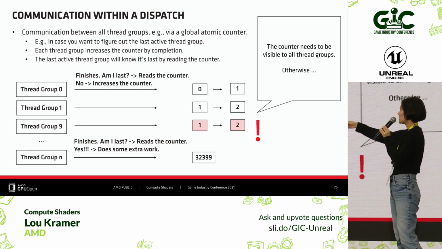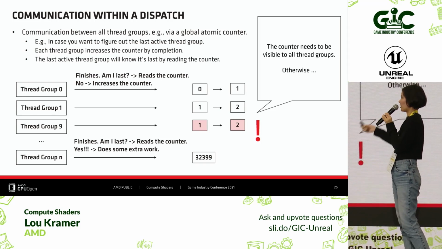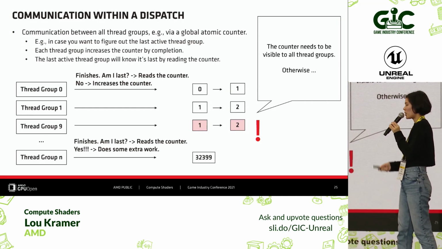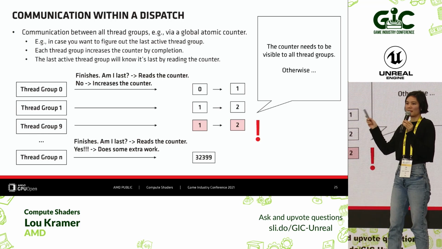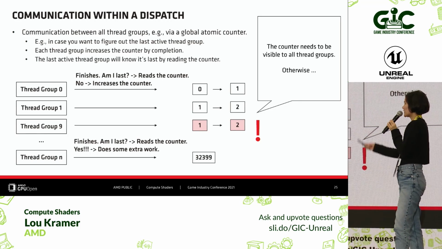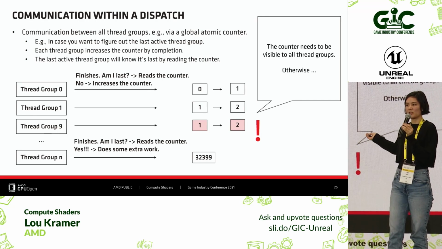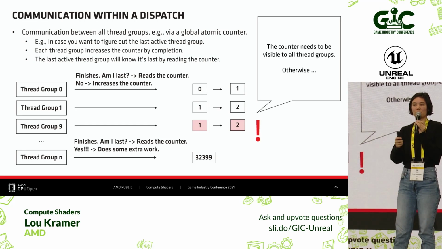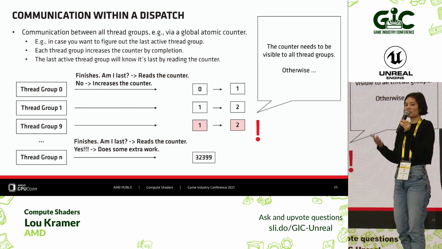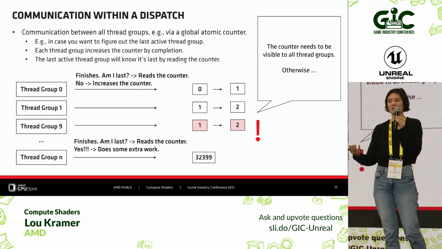So basically, thread group 0 is finished, it reads the counter, returns 0, so it's not the last thread group, so it increases the counter. Then the next thread group finishes, reads the counter, sees it's not the last one, and increases it. And what's important here is that all the thread groups have to see what the other thread groups are doing on this counter. So for example, thread group 1 is reading the counter and then increasing it to 2. But if the value 2 is, for example, stuck in L1, and thread group 9 is running on a completely different dual compute unit, which is not in the same batch of 5 dual compute units, it's not seeing this value 2. So it will actually read the value 1, and then when it increases the value, it's 2 again.